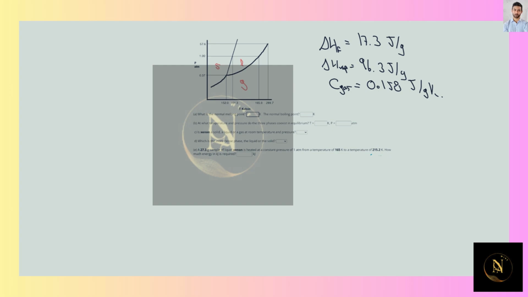The first question is what is going to be the normal melting point? It is going to be the transition between solid and liquid at 1 atmosphere. So it is going to correspond to 161.3 Kelvin. Normal boiling point is going to be the next point over here, which is going to have a boiling point of 165.0 Kelvin. At one temperature and pressure, the three phases can exist in equilibrium. This is going to be the triple point, and this is going to occur at a pressure of 0.37 atmospheres and a temperature of 152.0 Kelvin.